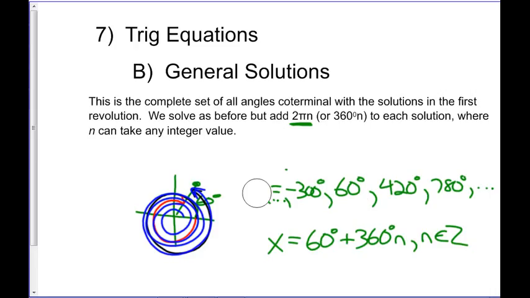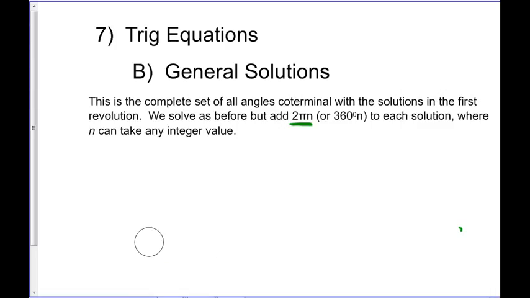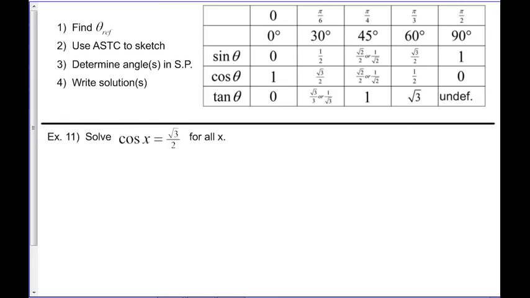So we're going to solve as before. We're just going to add these extra little bits to represent all the infinite number of solutions that can exist if we have an unrestricted domain. So if we take a look here, cos x equals root 3 over 2, and it says solve it for all x, for every possible x value. It doesn't actually tell us whether it wants degrees or radians.